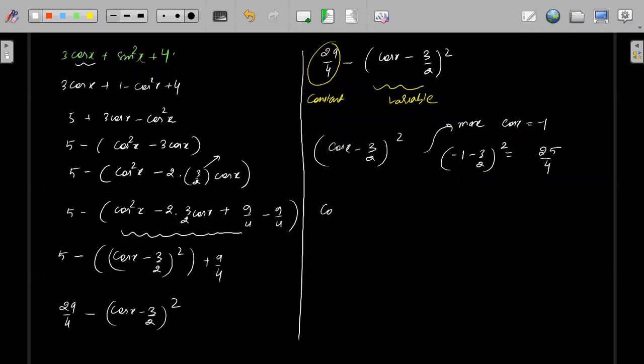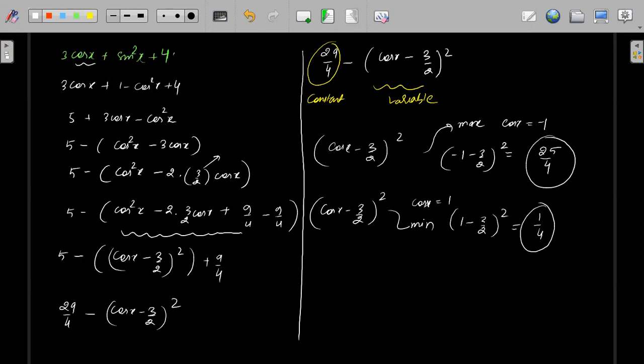Now cos x minus 3 by 2 whole square. What should be the value of cos x so that this should become minimum? Cos x should become 1 so that this will become minimum. Yes, very good. So cos x is equal to 1. So this is 1 minus 3 by 2, which is minus 1 by 2 whole square. So this will become 1 by 4. So minimum value is 1 by 4. Maximum value is 25 by 4.